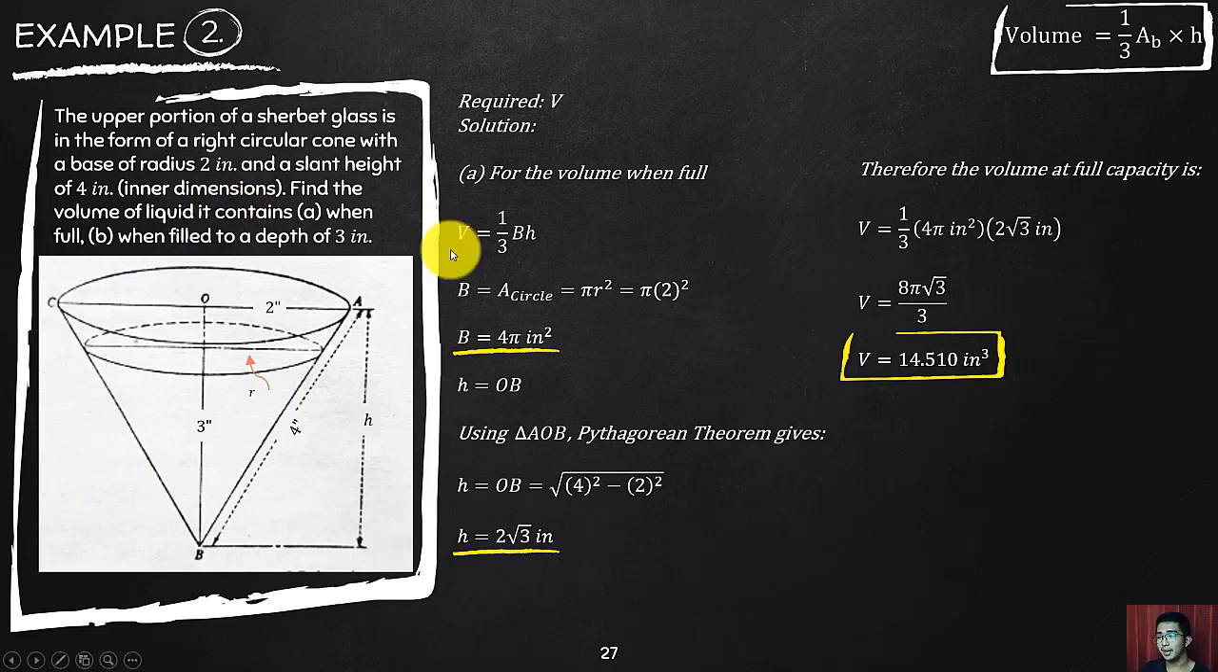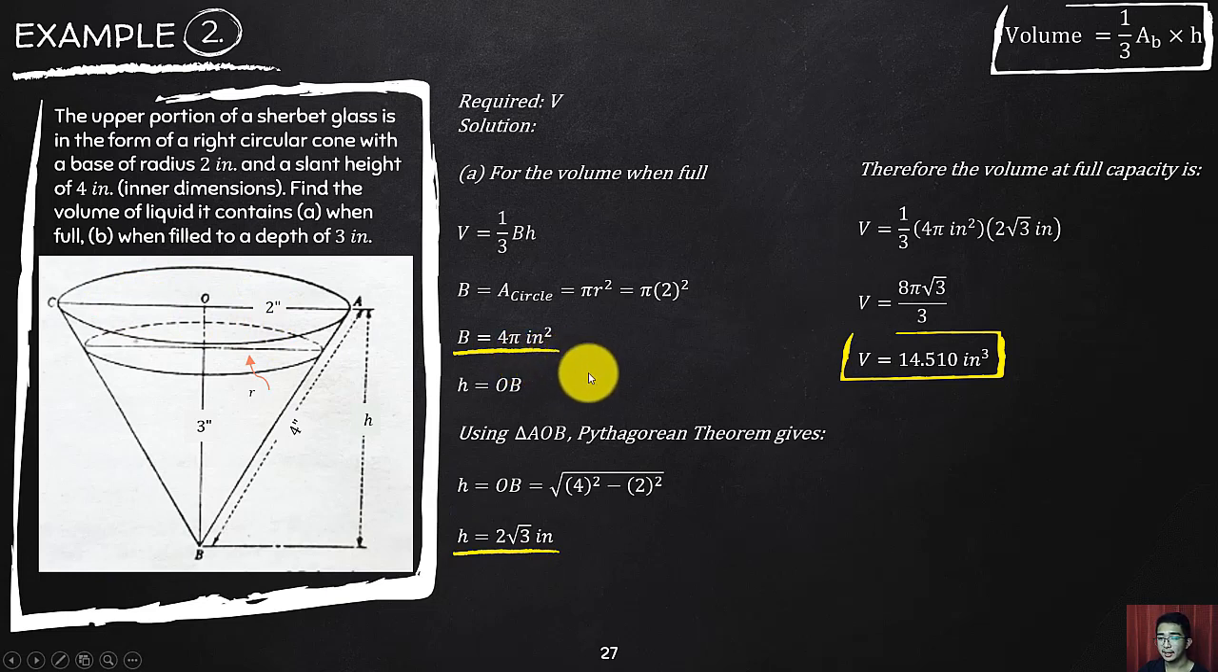So 1/3 area of the base times height. So again, B is equal to the area of the base. Some textbooks or references use B as the area of the base. So B is equal to the area of the circle. Since this is full, this is not our liquid level. The liquid level is here at AC, at level of A and C, correct? Therefore, the radius of that liquid is now 2 inches. So the area of the circle is pi r squared, pi times 2 inches squared. So the area of the base, when full, is now 4 pi square inches.